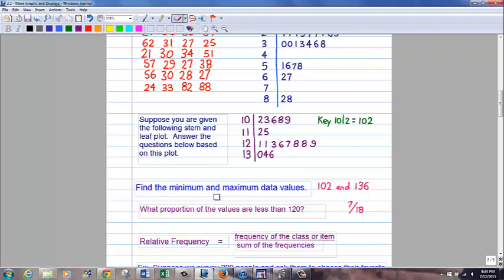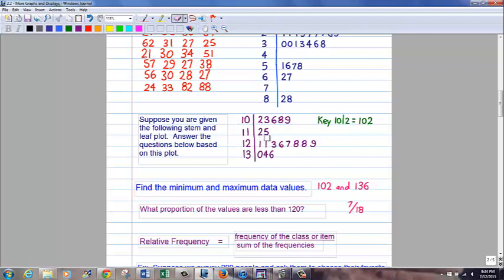And here's another proportion question similar to the dot plot. What values are less than 120? Now you don't have to rebuild this entire list. We don't have to list out all the data like up there. All you've got to do is count the number of leaves, because the number of leaves tell you how many data values there are. So anything in the 10 or 11 stem row is going to be something less than 120.